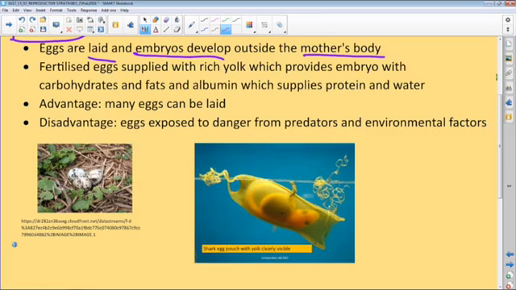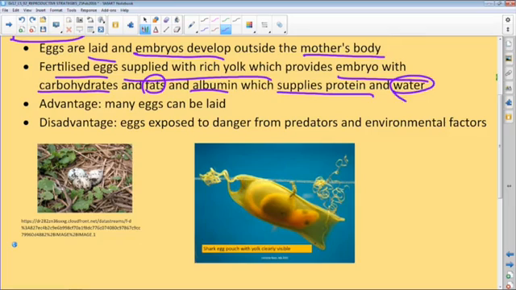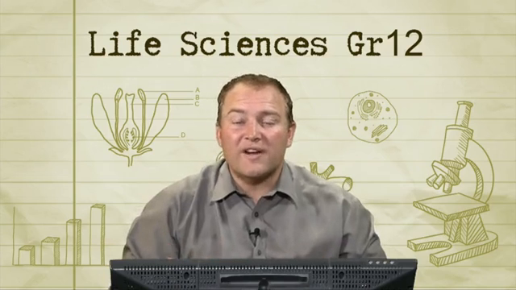Okay, fertilized eggs supplied with rich yolk, which provides the embryo with carbohydrates, fats, albumin, which is a protein, and water. Very important. Water's got to be in there. Next one, the advantages, many eggs can be laid. Lots of them. That is why they use it. Okay, if you lay a lot of eggs, what happens? More chances of survival if there's predators.